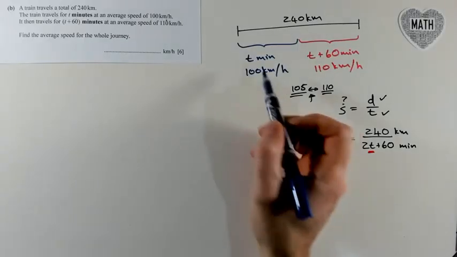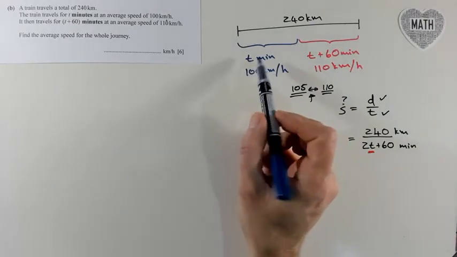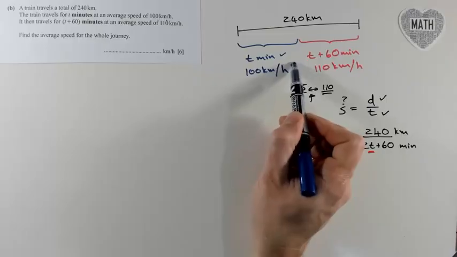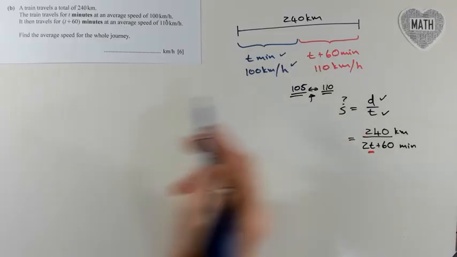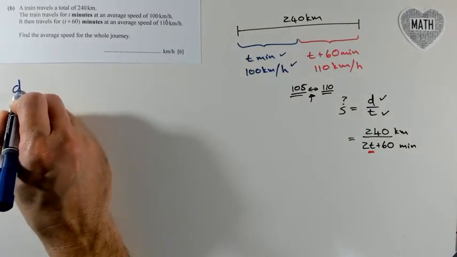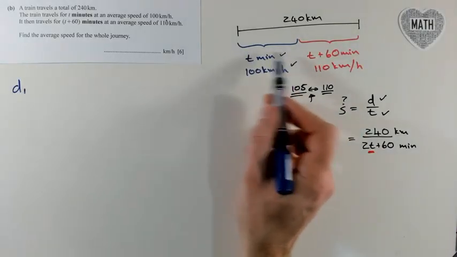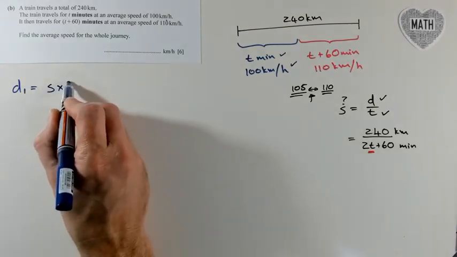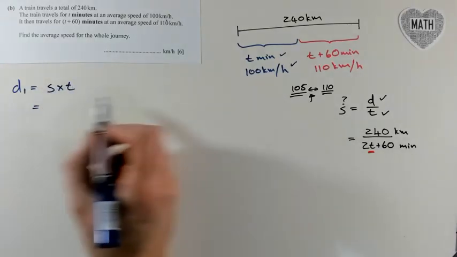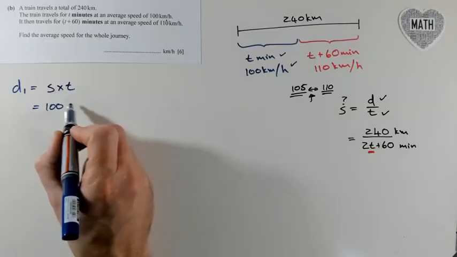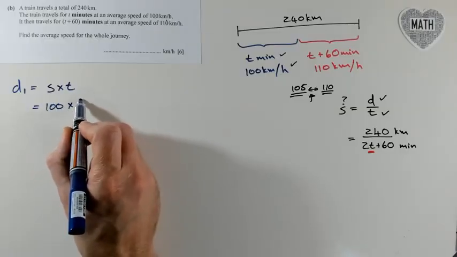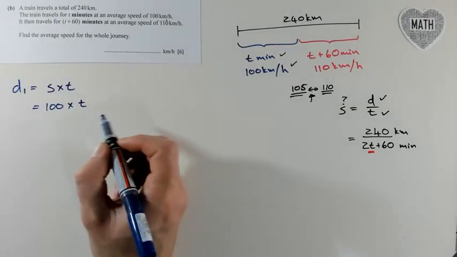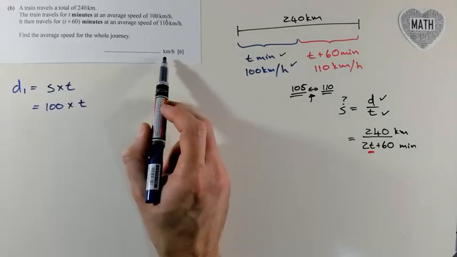So what I do have is, for this blue part, I have time and I have speed. So I should be able to work out distance, right? I'm going to call it d1, because it's that distance, and it's going to be speed times time. Now my speed is 100 kilometers per hour and the time is t minutes. The problem is everything here is kilometers per hour.